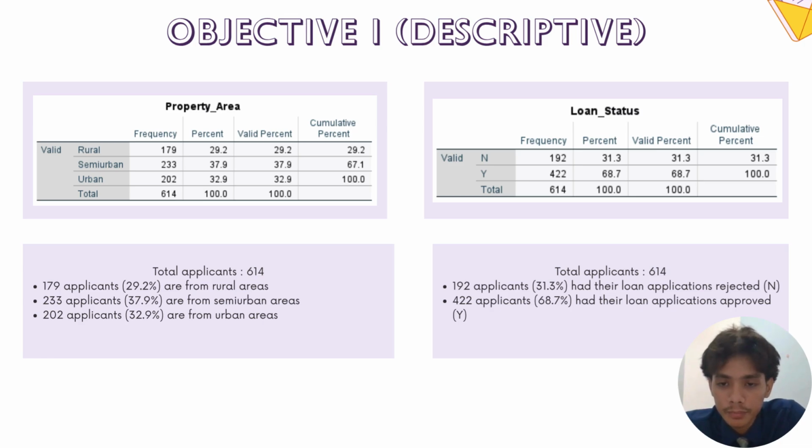Moving on to loan status, among the 614 applicants, 192 applicants, which is 31.3%, had their loan application rejected, and 422 applicants, which consists of 68.7%, had their loan application approved. Therefore, more than two-thirds of the applicants had their loan application approved, while less than one third had their application rejected.